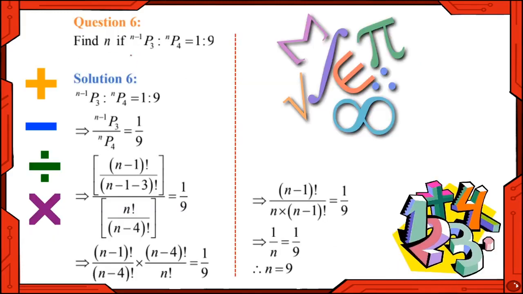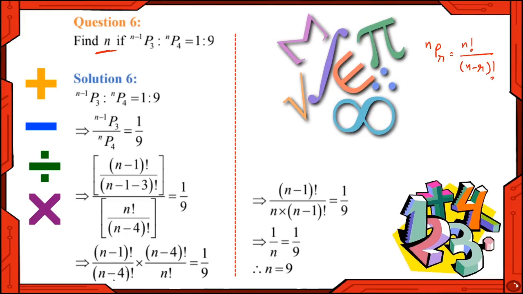Question number 6, here we have to solve this. We have to find the value of n, where (n minus 1)P3 is to nP4 is equal to 1 is to 9. So the formula of nPr is factorial n upon factorial n minus r. So here n is n minus 1 and r is 3. Here n is n and r is 4. So apply that formula, open it.